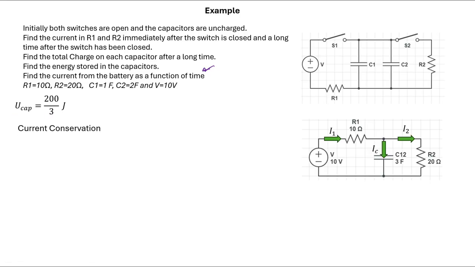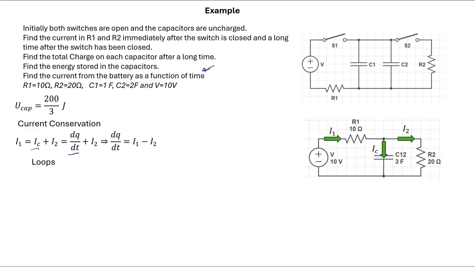What we have to do is write a current conservation equation. So I have I1 equals IC plus I2. And then in this case, I can still do this dq dt business, but that is only about IC. It's not about any of the other currents in the problem. And so what I've done is I've solved for dq dt. How do I get rid of these other variables?